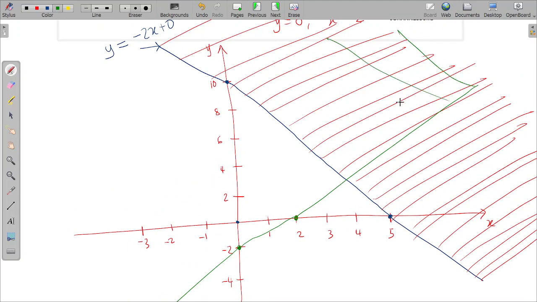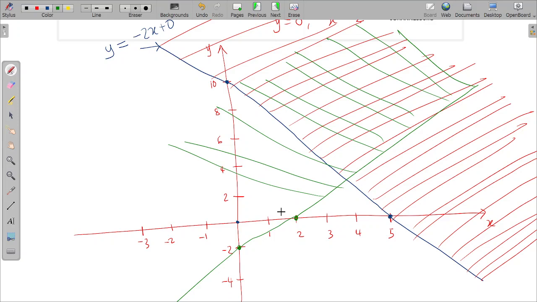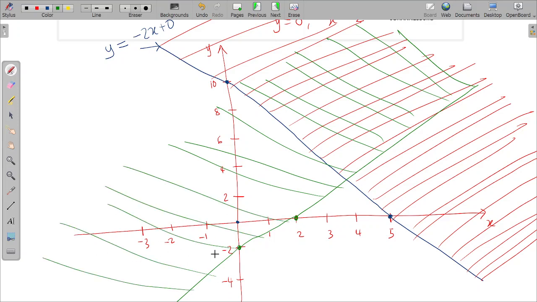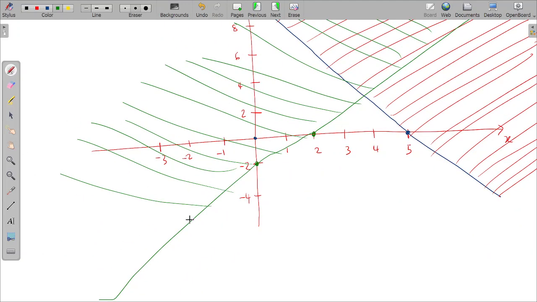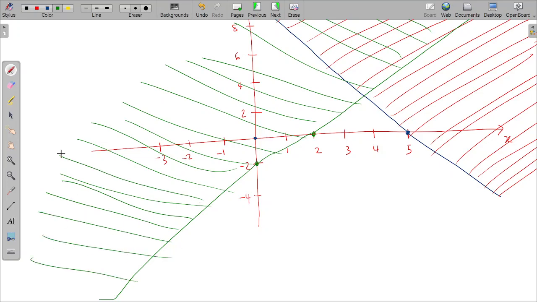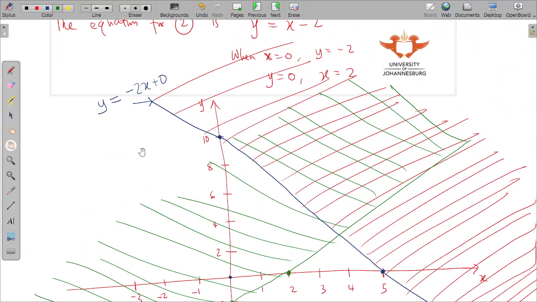You see? I shade the side that is the solution. Okay, so you can now see.